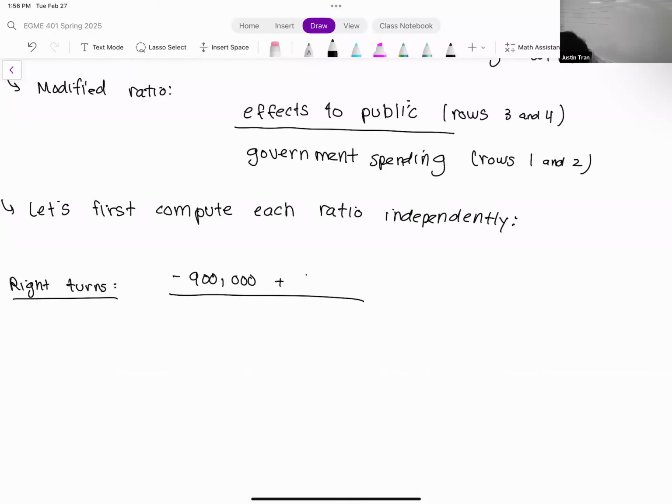And then the other effect of the public that we have is the annual benefit. So this is 1.6 million. So of course that is a benefit, but since it is an annual benefit, it is a uniform series. And so to convert it to a present sum, we have P over A, 10%, and 15. Okay.